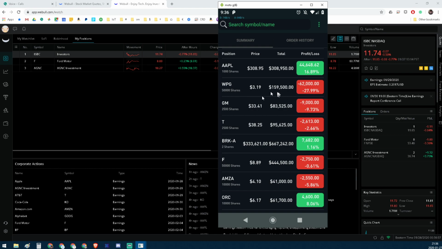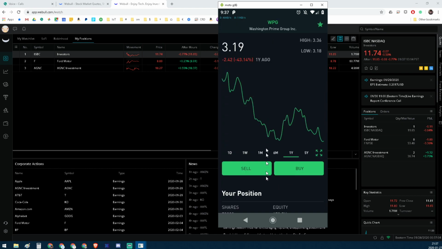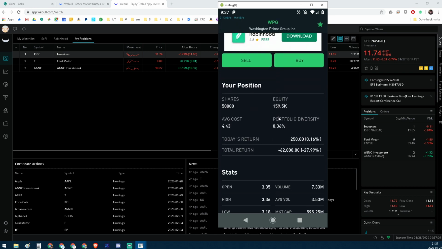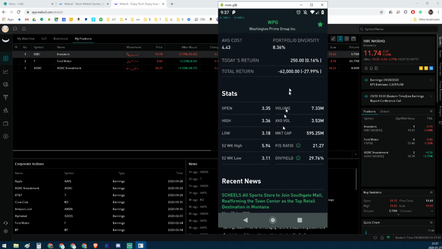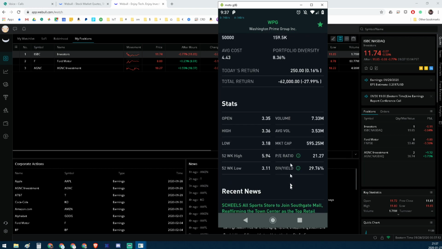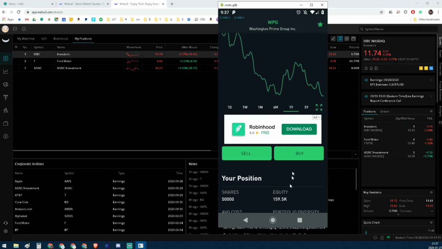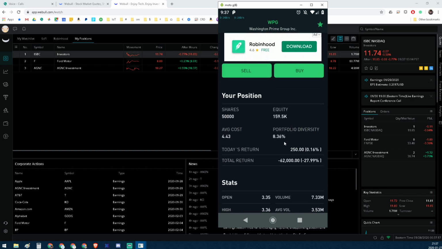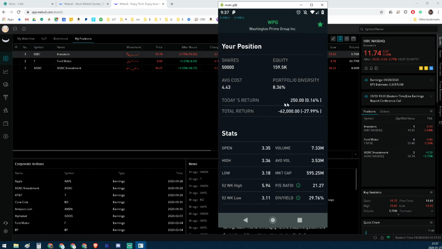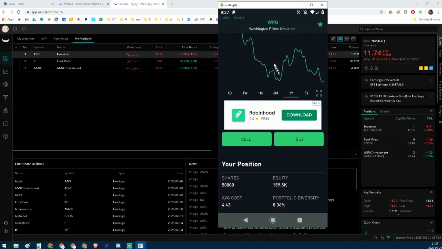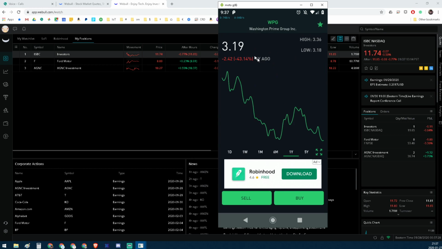Now the reason I invested in WPG is because they pay a monstrous dividend. Let's see if it actually shows it in here or not. It doesn't show it there. No, not sure where it is. Well, their dividend is like 25%. It's ridiculously high. Yeah, today's return's pretty sad, but that's because I've lost so much money on them in this paper trade.